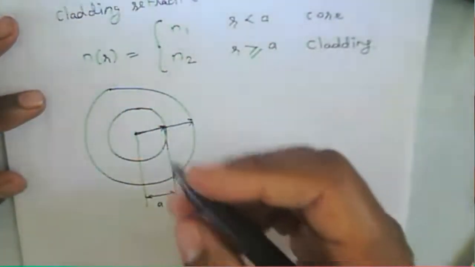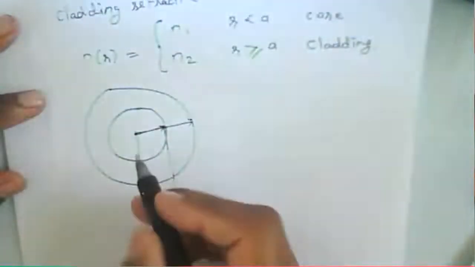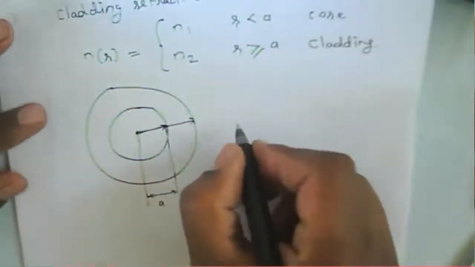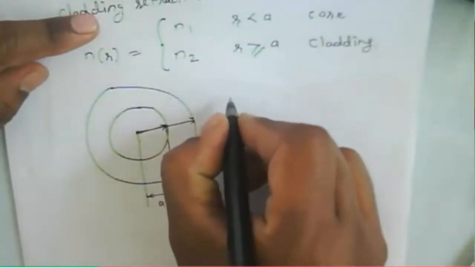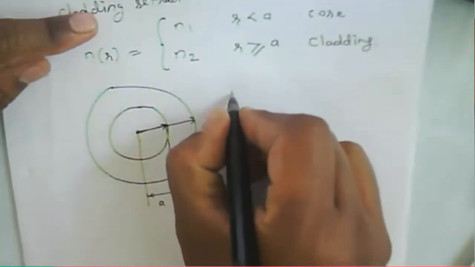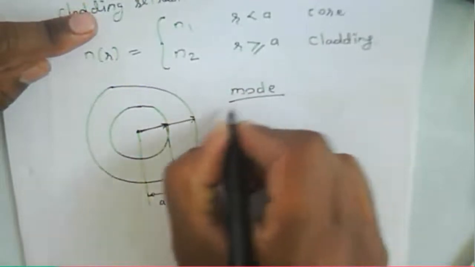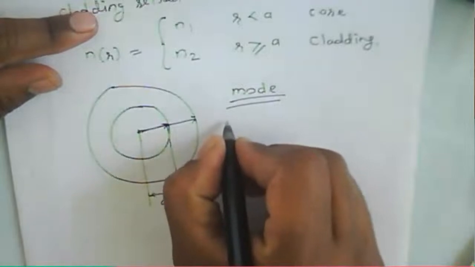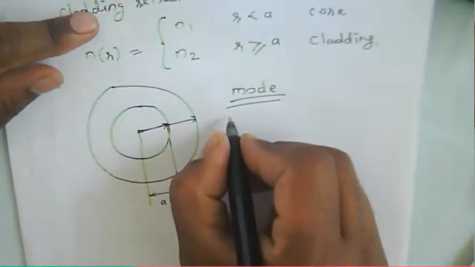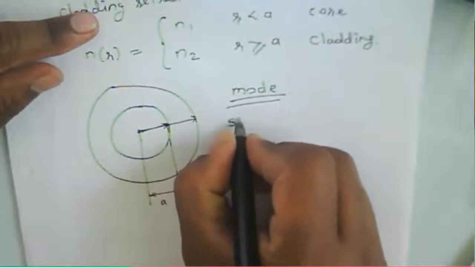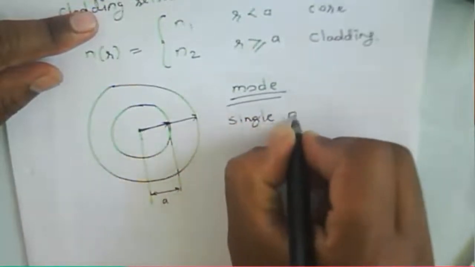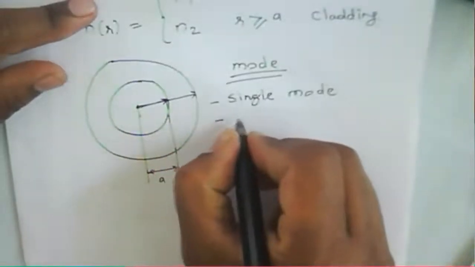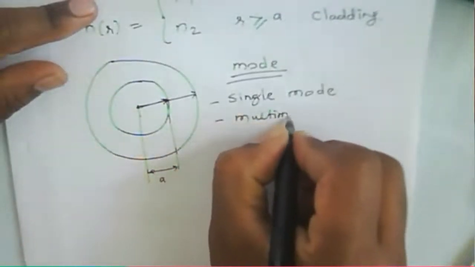But for a given particular step index fiber, whether the core is small or large depends upon the modes, how many modes of propagation take place through this. So in this case, we consider that there are types of fiber: a single mode fiber, and another, a multimode fiber.